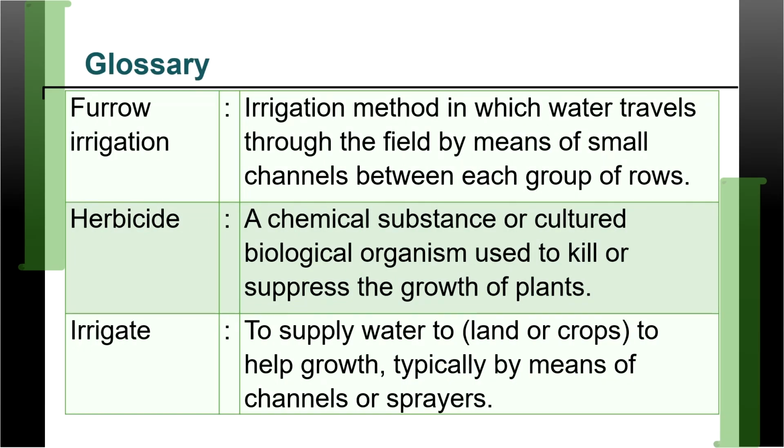So first of all, let us see some difficult words. Glossary. Furrow irrigation. Irrigation method in which water travels or passes through the field by means of small channels between each group of rows. Herbicide.